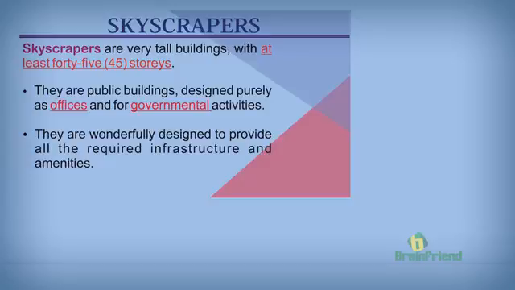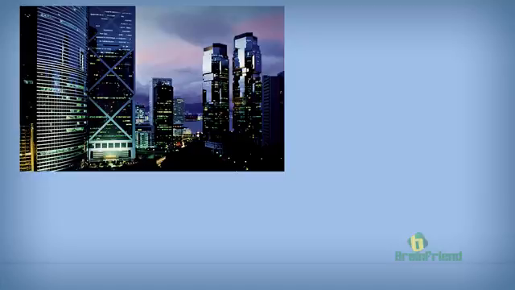Now, the next one is skyscrapers. Now, these are very tall buildings with at least 45 stories. They are not less than 45 stories. And these kinds of buildings are designed purely for offices and governmental activities, and they are mostly found in developed countries. So these are typical examples of skyscrapers. We have one here, another skyscraper here, another skyscraper here, and so on. These kinds of buildings are commonly used in the European countries.